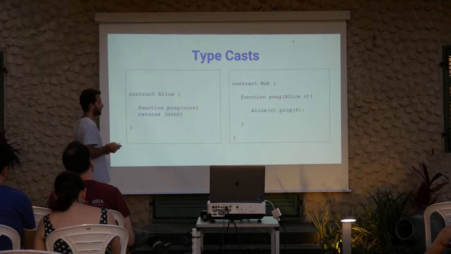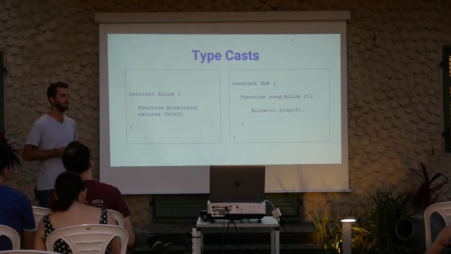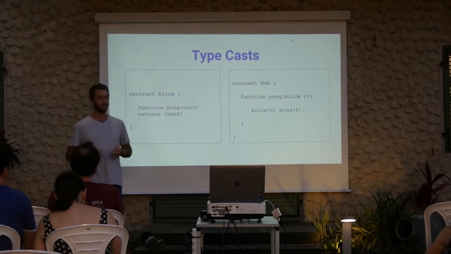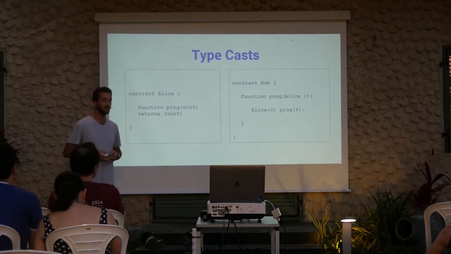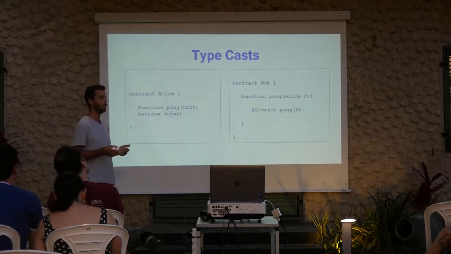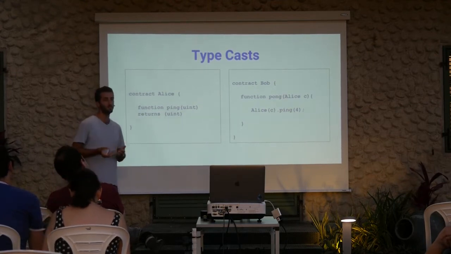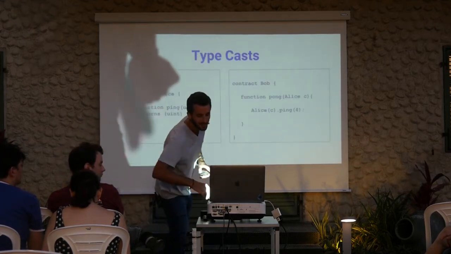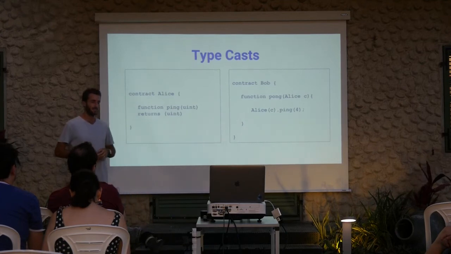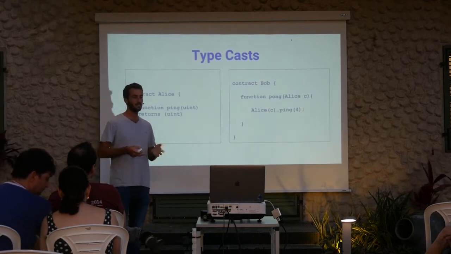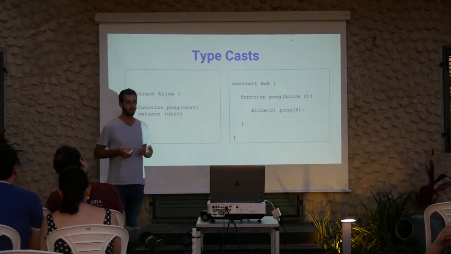Okay, the third vulnerability is typecast. Like in most high-level languages, we have typecast, also in Solidity. And here we see on the right contract Bob, which has a function pong with one argument named c of the kind Alice. And we try to cast c to type Alice and use the function ping.